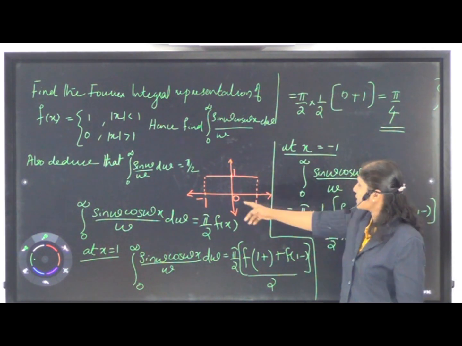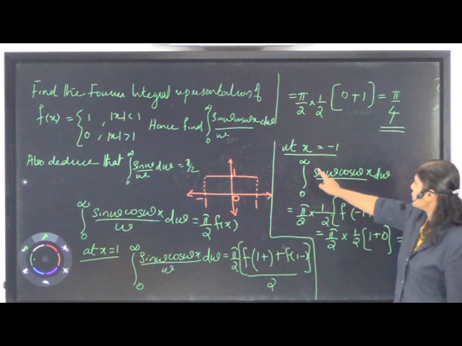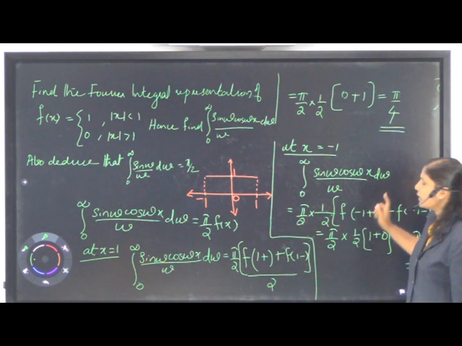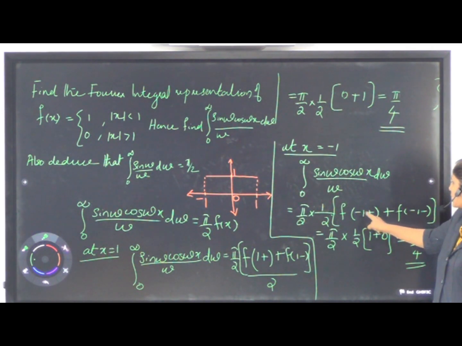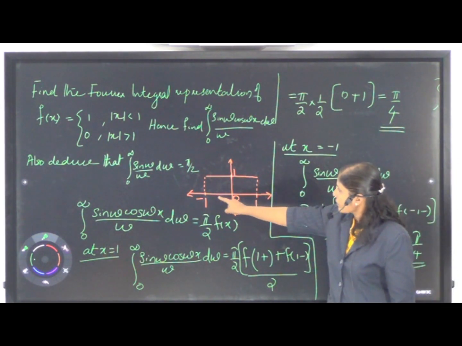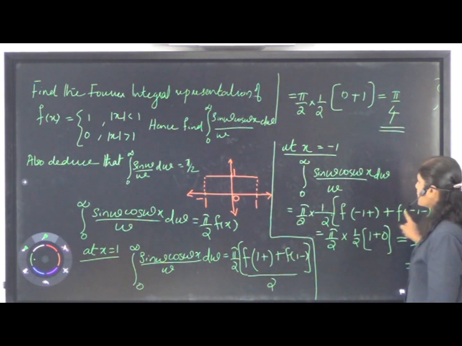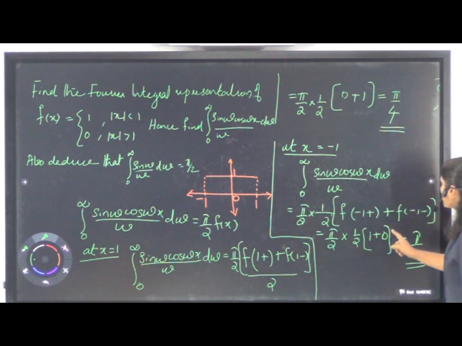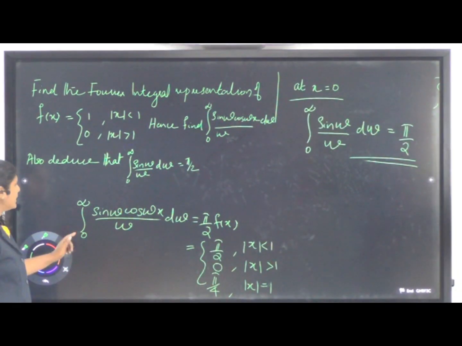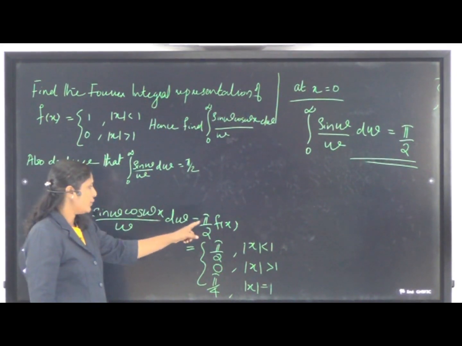And x equal to -1 is also a point of discontinuity. Then this equation becomes integral 0 to infinity sin omega cos omega x by omega d omega equal to pi by 2 into 1 by 2 into f of -1 plus plus f of -1 minus. f of -1 plus means the right limit at x equal to -1, that is 1. f of -1 minus means the left limit at x equal to -1, that is 0. So it becomes pi by 4. So we get integral 0 to infinity sin omega cos omega x by omega d omega equal to pi by 2 into f of x.